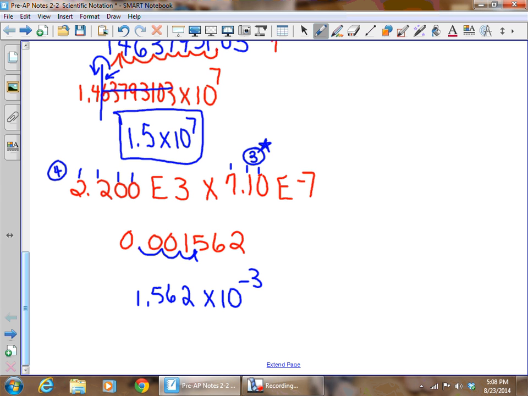And finally, the last thing we need to do is change that value to the correct number of sig figs. We just said up here that we wanted 3 sig figs, so let's draw our sig fig line. After our 3 sig figs, we're going to draw it after the 6. And the very next number we look at is a 2. So do we round up? No, we do not. We just drop it. So our final answer becomes 1.56 times 10 to the negative third. That's our final answer.